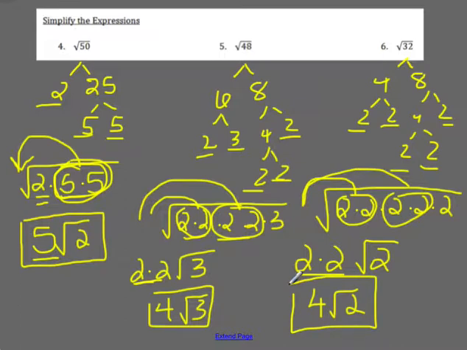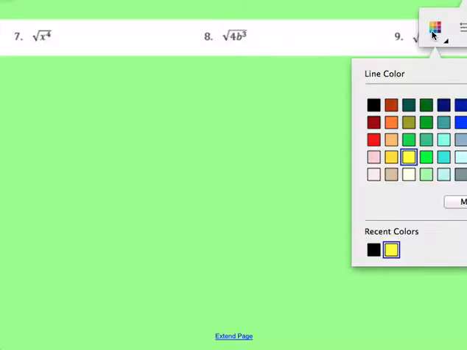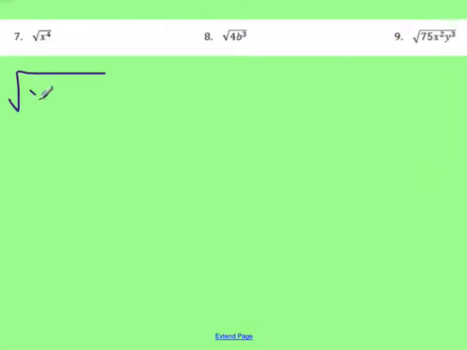Okay, let's take a look at some variables now. So now we're talking about variables. So when I have x to the 4th, what x to the 4th means is that underneath my radical, I have 4 x's. That's what x to the 4th means. So I have 1 pair of x's and I have 2 pairs of x's. So underneath the radical, I have x and x. So I'm going to take both of those out.